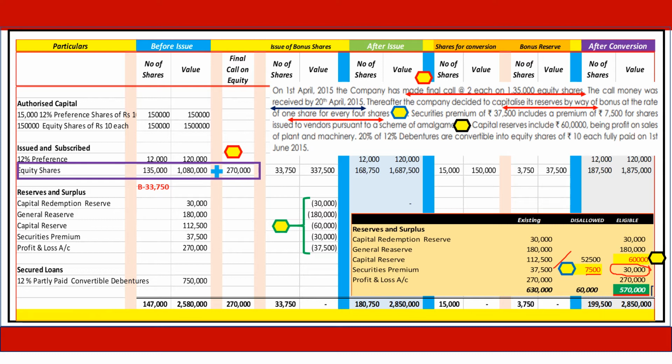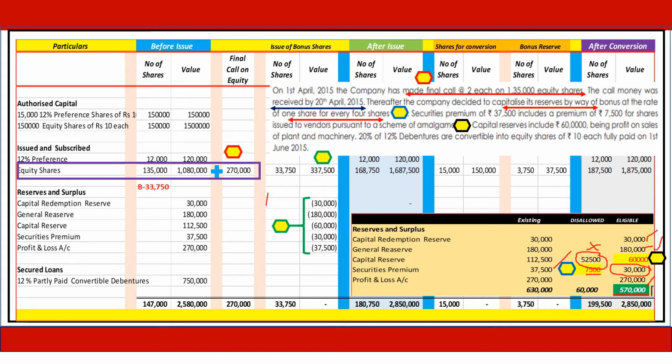Then, capitalized capital reserves include 60,000 being profit on sale of plant and machinery. This suggests 60,000 was realized in cash. So far as the balance 52,500, we do not know. Therefore, out of 1,12,500, only 60,000 is straight away eligible. Out of securities premium, 30,000 is eligible. Capital redemption reserve, there is no bar on it. General reserve, there is no bar on it. Then we have got profit and loss account 2,70,000. Means totally we have got 5,70,000 and our requirement is 3,75,000. Means there is possibility of issuing the bonus shares based on the reserves. What is the entry that we are making?